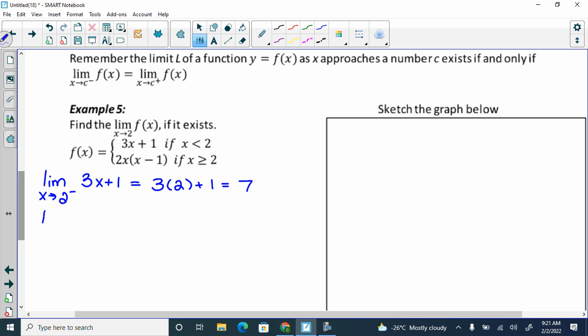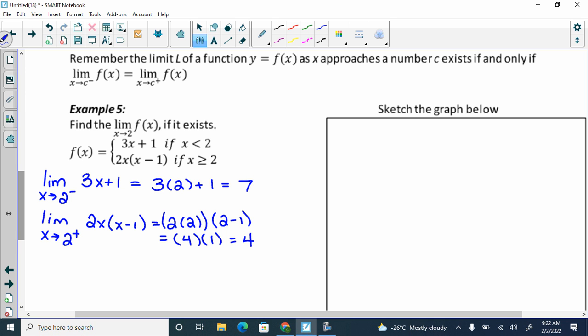Then I have to prove the limit as x approaches 2 from the right. Which one's from the right? The second, 2x times x minus 1. Then I can plug in the 2, so I get 2 times 2, and then 2 minus 1. So I get 4 times 1, which is 4.